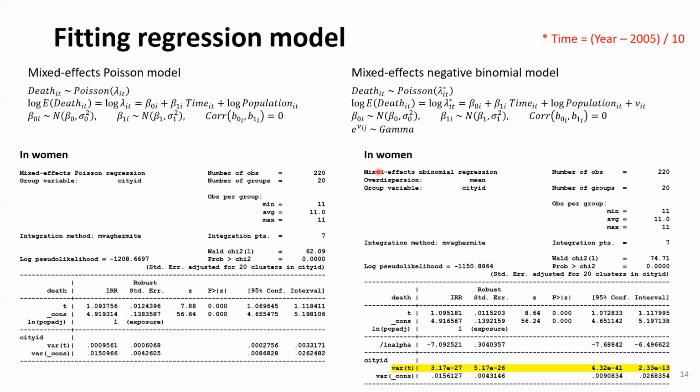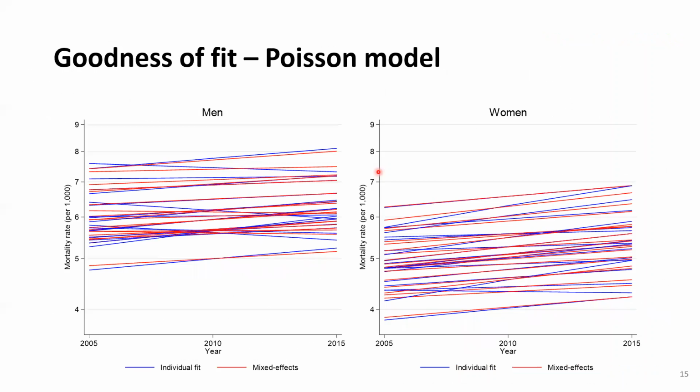And then when we want to finalize our data analysis, we have to choose which model, which results we are going to show, Poisson or negative binomial. So let's look at the goodness of fit of the model.